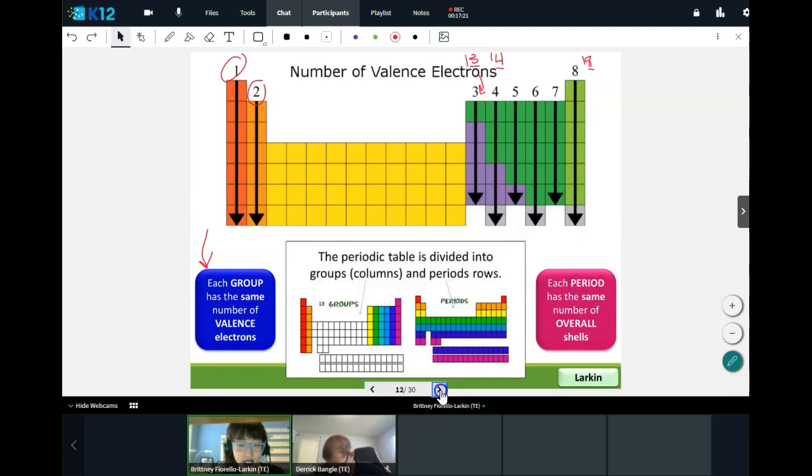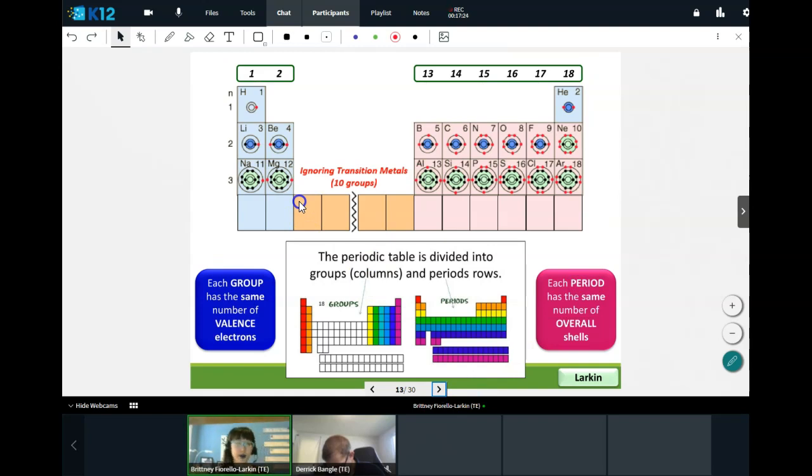Excellent. All right, now on the other hand, taking a look at our rows, periods are rows left to right. They all have the same number of shells, so as you get down to higher and higher periods, you have more and more shells. Taking a look here, period 1: they all have 1 valence shell, that small valence shell that only fits a total of 2 valence electrons. Period 2, they all have 2 shells, they're a little bit bigger. Period 3, even bigger, they all have 3 shells. As we go down the periodic table, they're getting bigger and bigger. The periodic table is highly organized, and this organization is to our benefit.